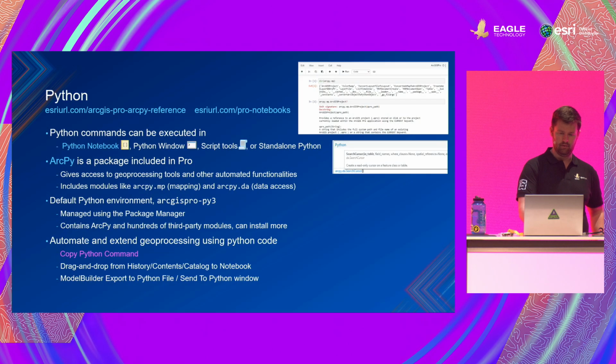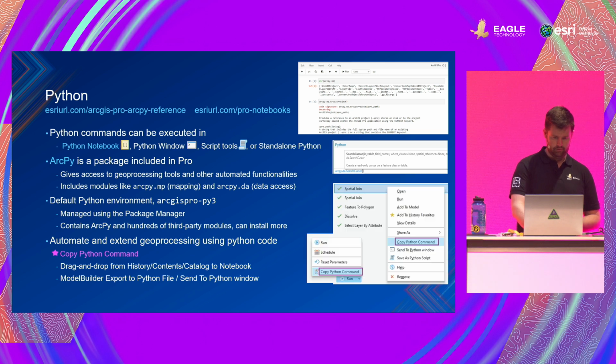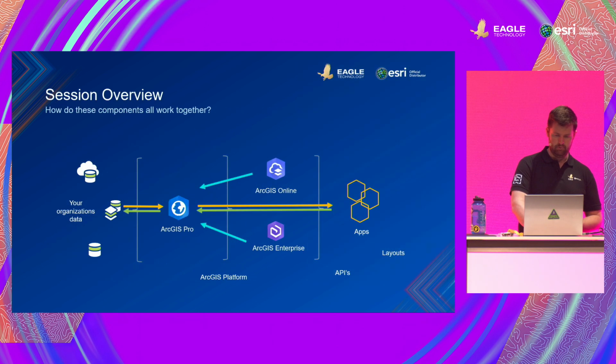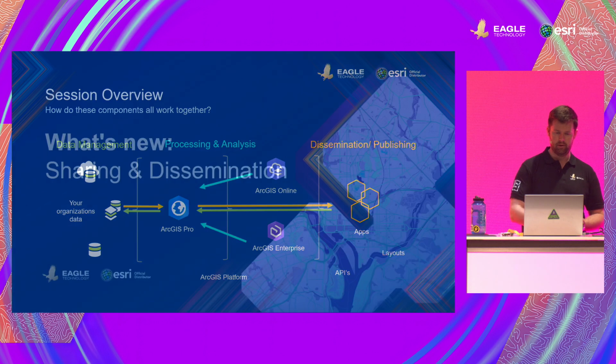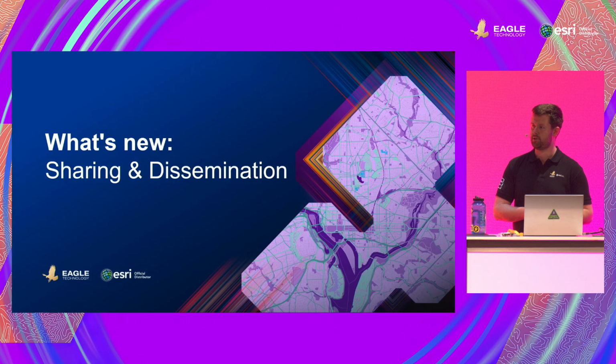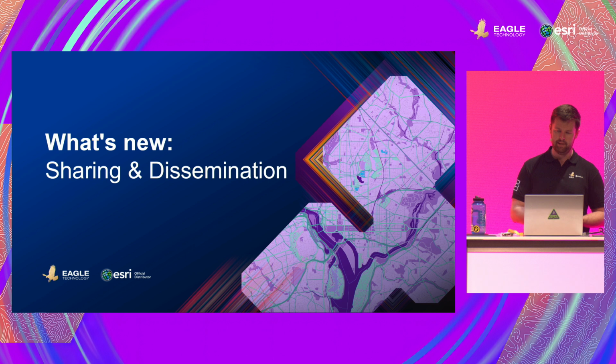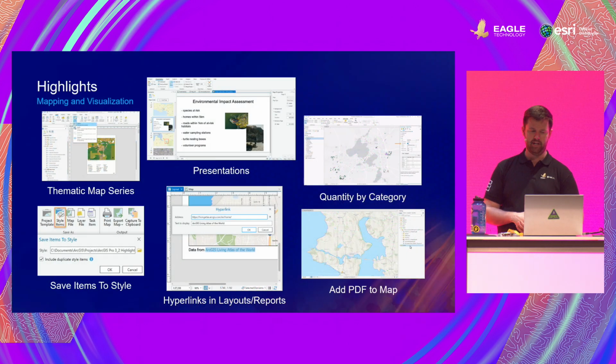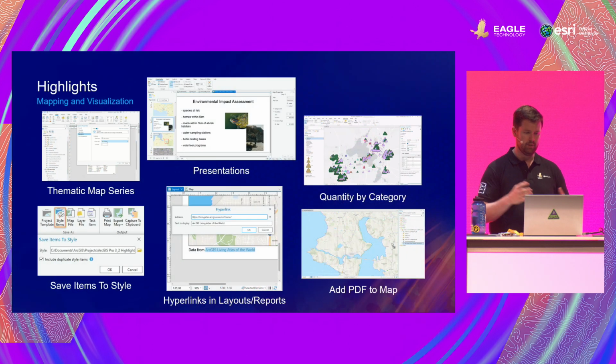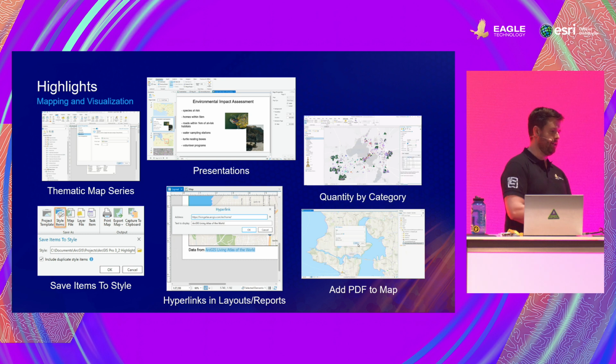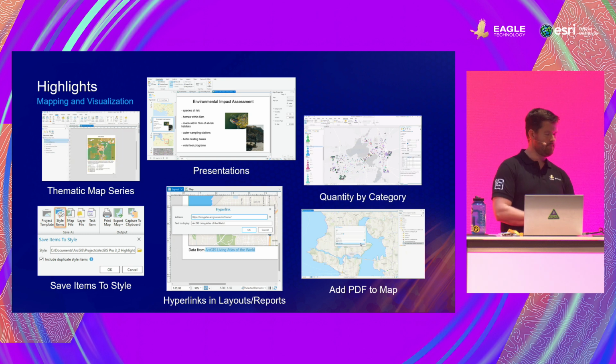So I'll just skip through some of these because I want to get to really the outputs of our work, which is sharing and dissemination. It's great to have high quality data, awesome analysis, but what happens if we can't share it? Well, we've got a whole lot of options now available here. Fran, do you have any highlights particularly here?